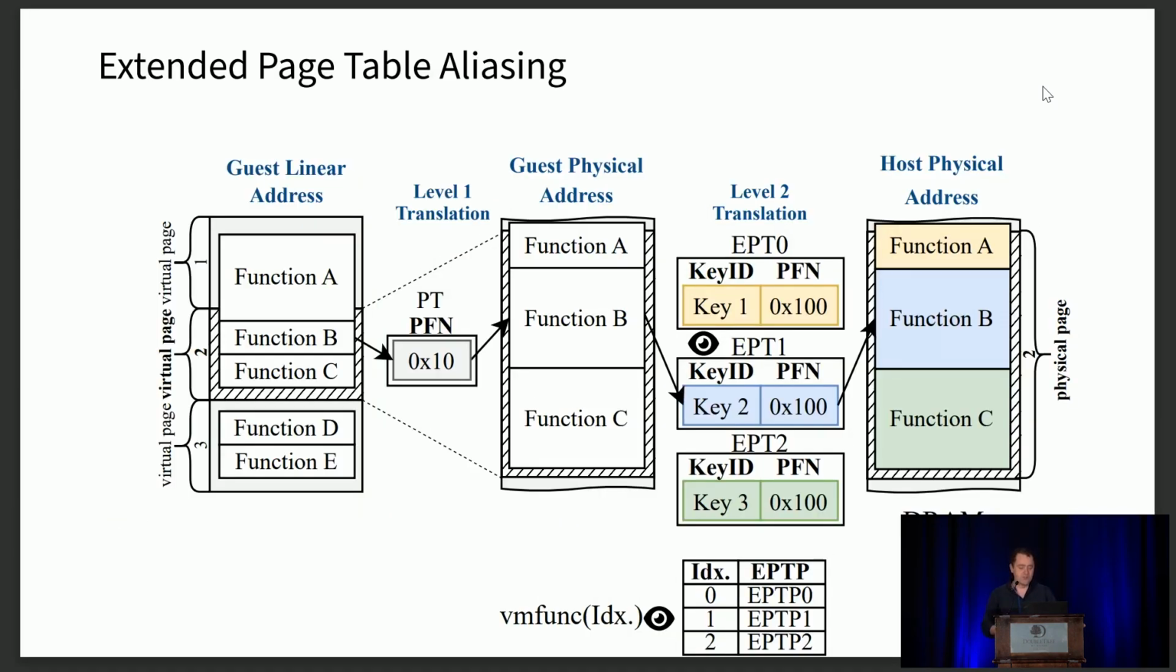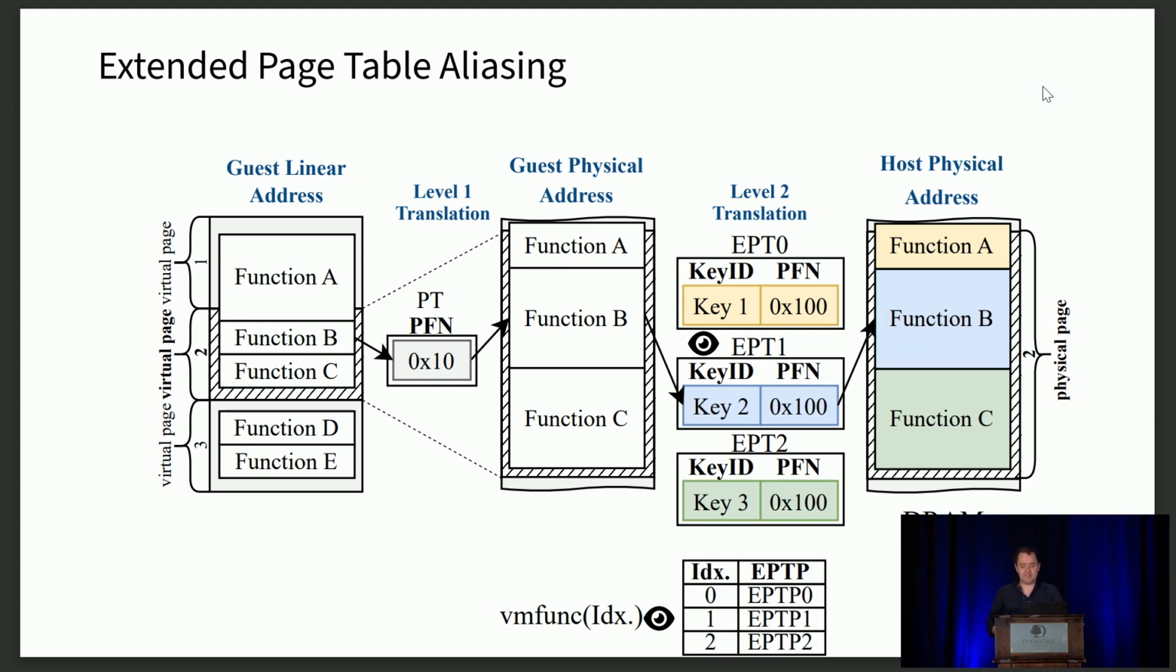Now in our work, what we do is establish a separate extended page table for each key we want to use. In this example, we want to have 3 different keys: yellow, blue, and green. So we establish 3 different extended page tables, and they have the same mapping from guest physical address to host physical address, so the page frame number is the same. However, there's one difference here. We swap out the different key ID fields, so key ID 1 for extended page table 0, and so on.